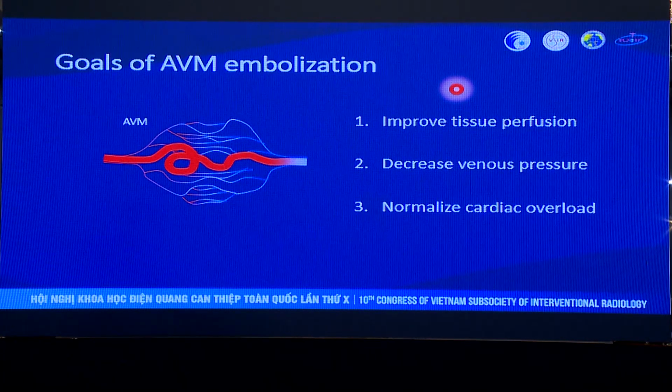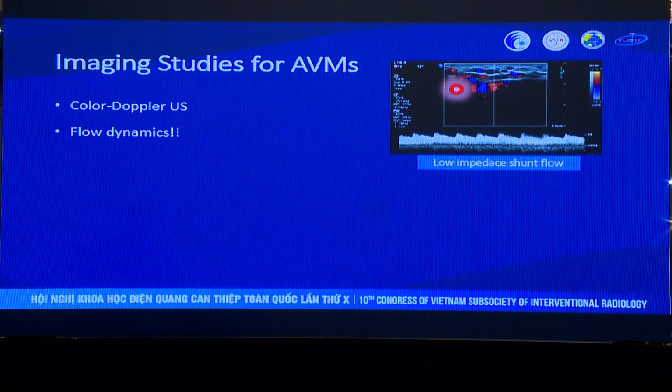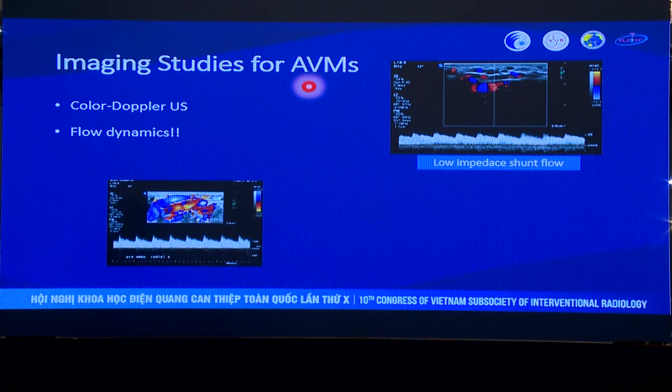The goal of AVM treatment is to improve tissue perfusion, decrease the venous pressure, and normalize cardiac function. Imaging study for AVM is very important. We usually use a Doppler ultrasound study. It can provide us the flow dynamics of the high flow region.